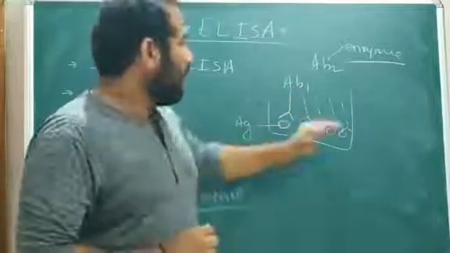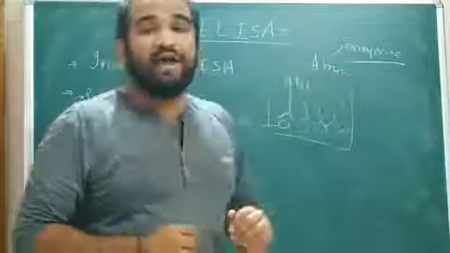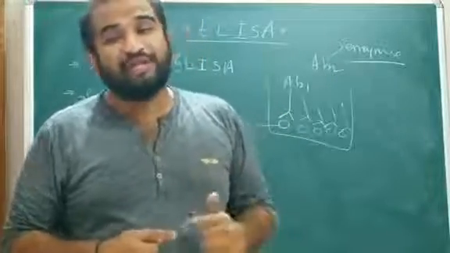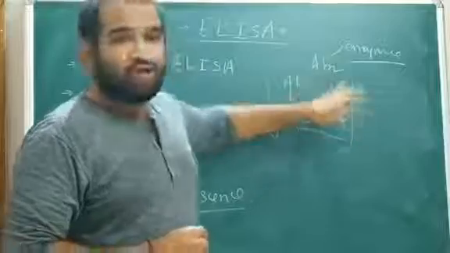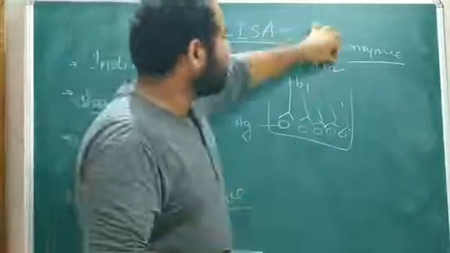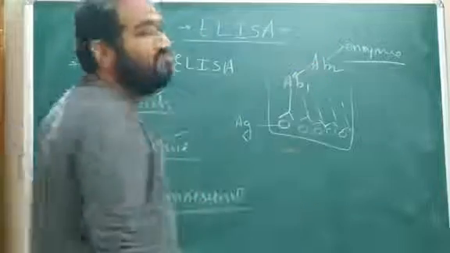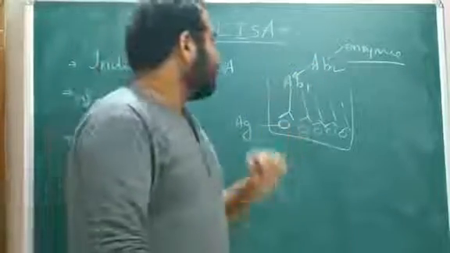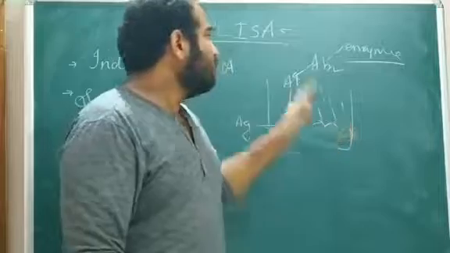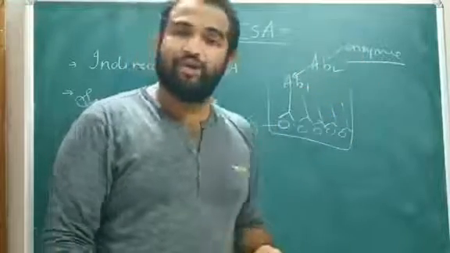Those antibodies come and bind to the antigen, and the antigen-antibody complex is formed. To this we will add antibody 2, which is conjugated with an enzyme. After washing we add this, and again we wash. This antibody 2 comes and binds to AB1, because AB1 is bound to the antigen, and the enzyme is present on antibody 2.